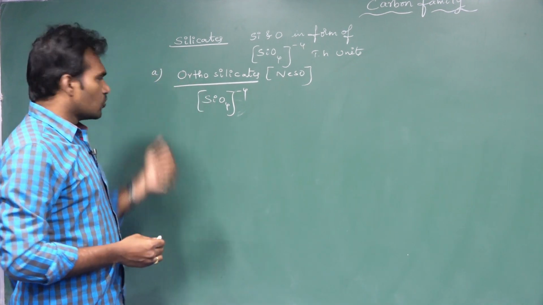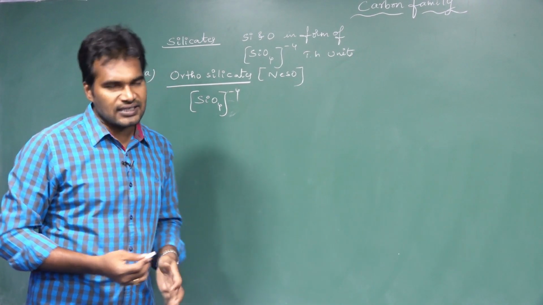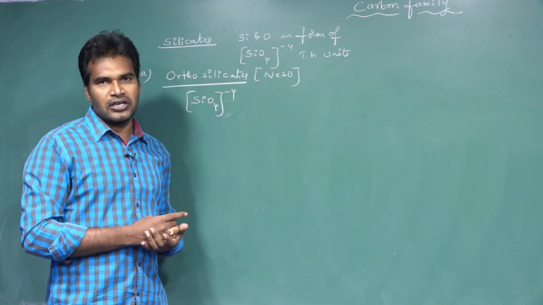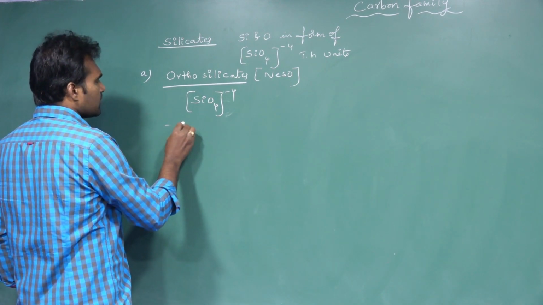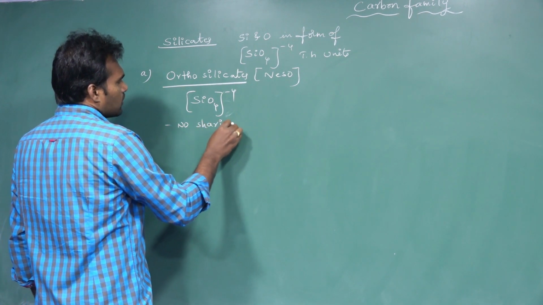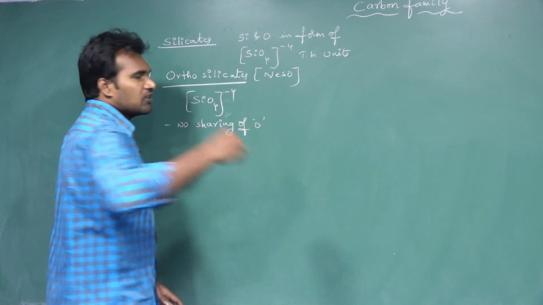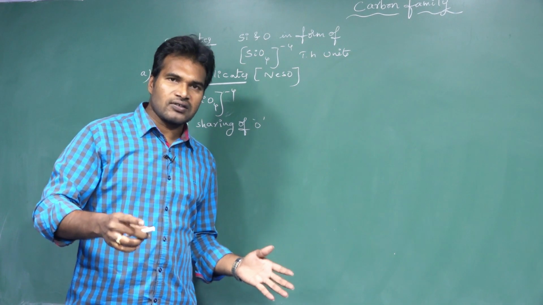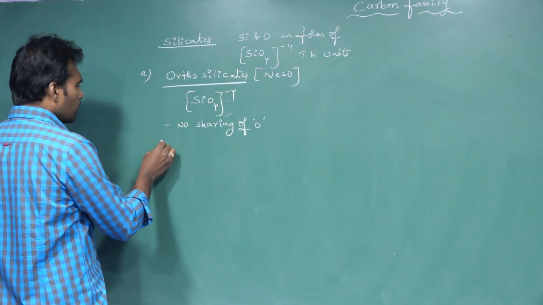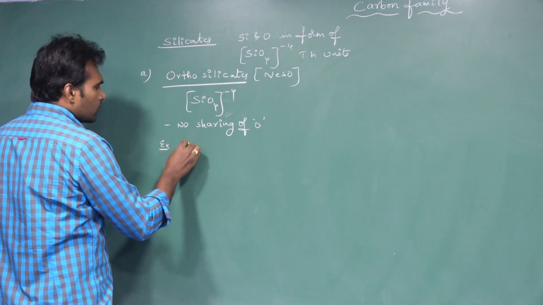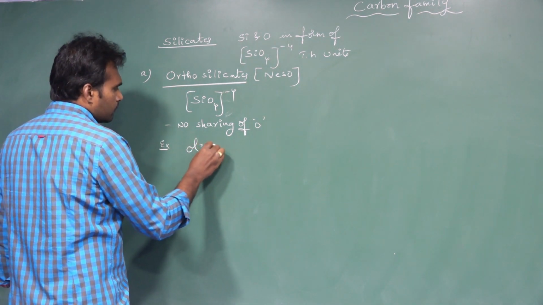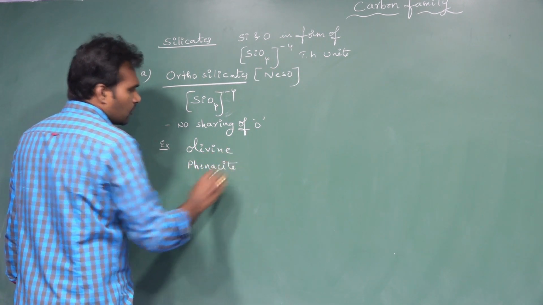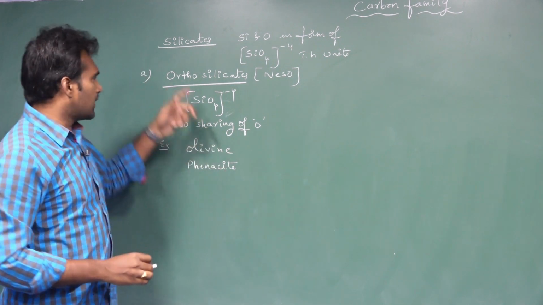Orthosilicates are the simplest silicates, having a single discrete tetrahedral unit. It has only one tetrahedral unit and there is no sharing of oxygen atoms with any other units. Why? Because there is only one tetrahedral unit, so there is no chance to share oxygen with any others. The best examples for orthosilicates are olivine and phenacite. Those are the two minerals which are examples for orthosilicates.